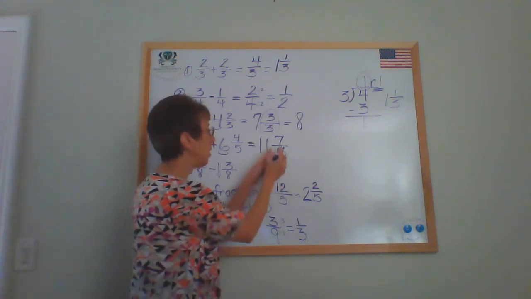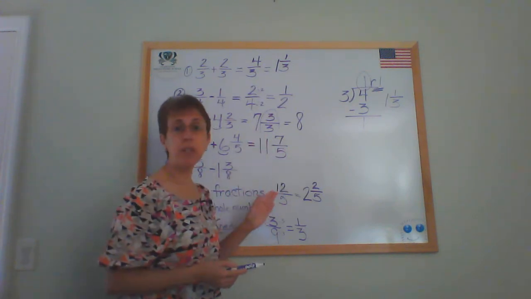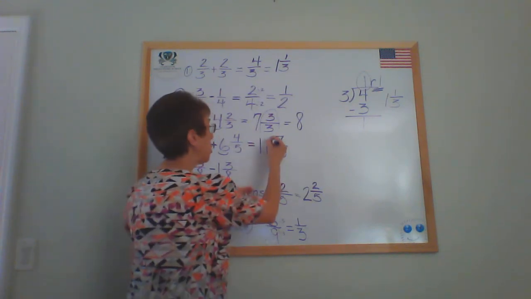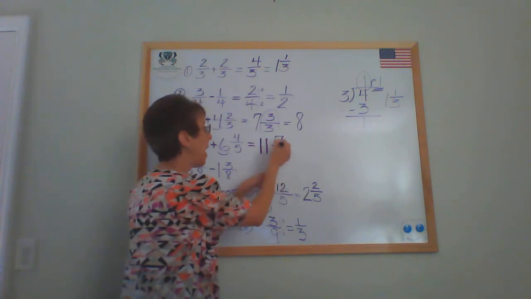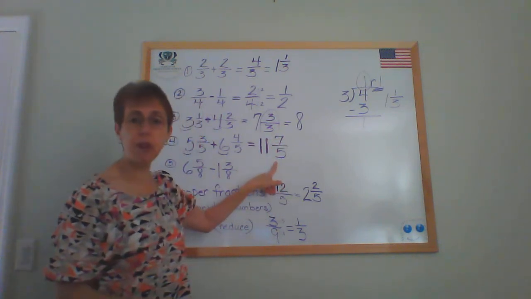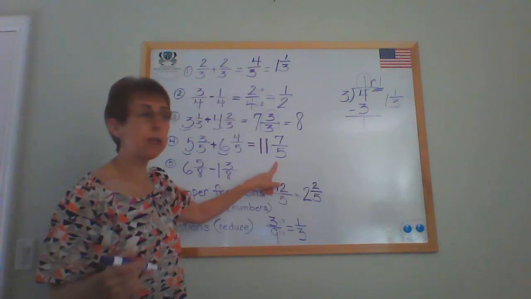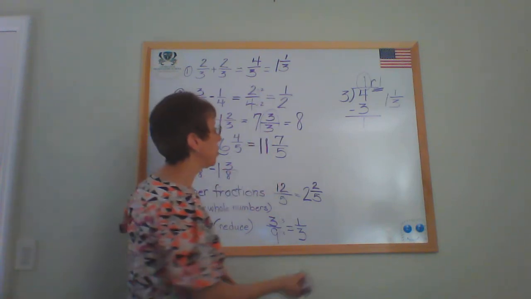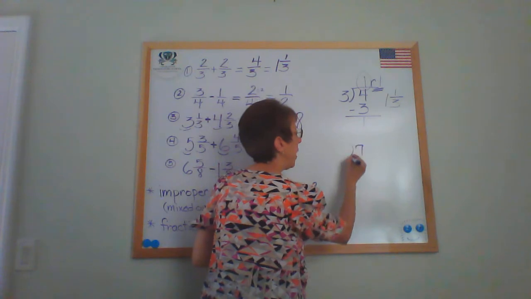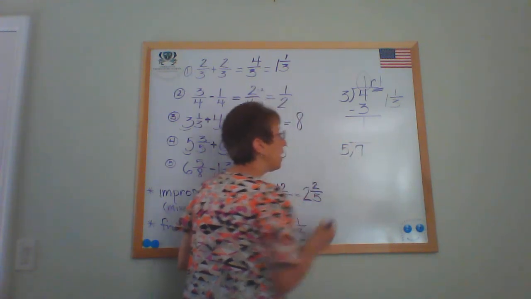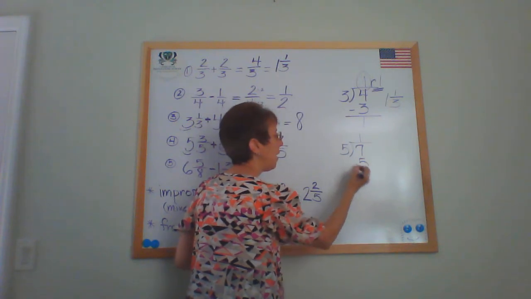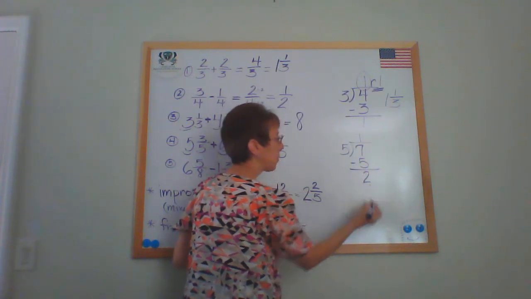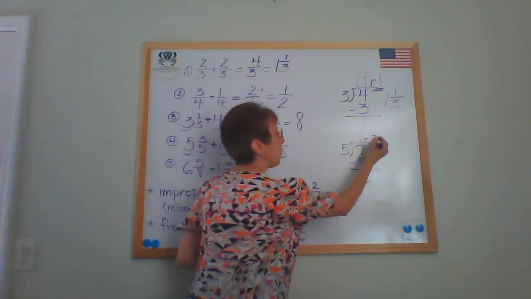Well, what you need to notice is that 7/5 is an improper fraction. So we're going to just hold off with this 11 for a minute. And now we need to change the 7/5 to a mixed number. So this is your division problem. 7 divided by 5 equals 1. 1 times 5 equals 5. 7 minus 5 equals 2. That 2 becomes your remainder.